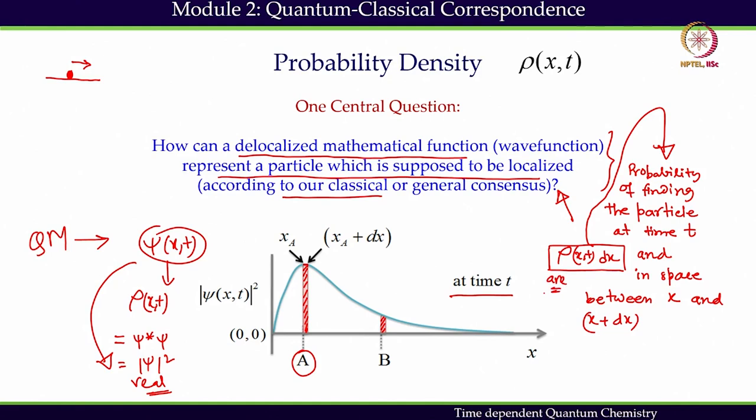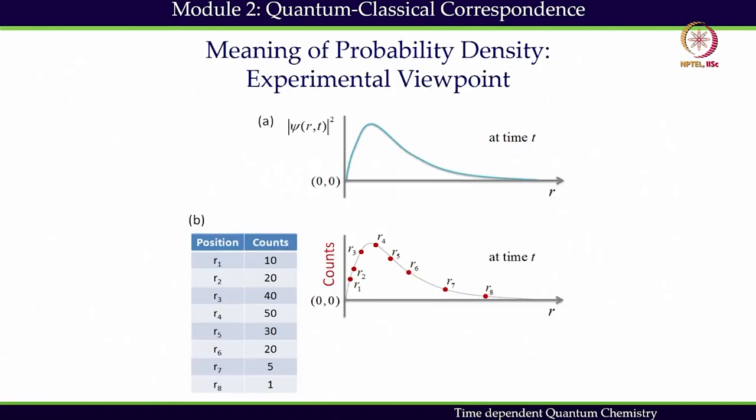So, it is quite clear that because the area near this point A is much larger than point B, there is a higher probability of finding the particle at position A as compared to position B. So, this is the basic interpretation of a probability distribution function. Now, the question is, how do we get this probability distribution function experimentally? That is something which I will discuss in the next slide.